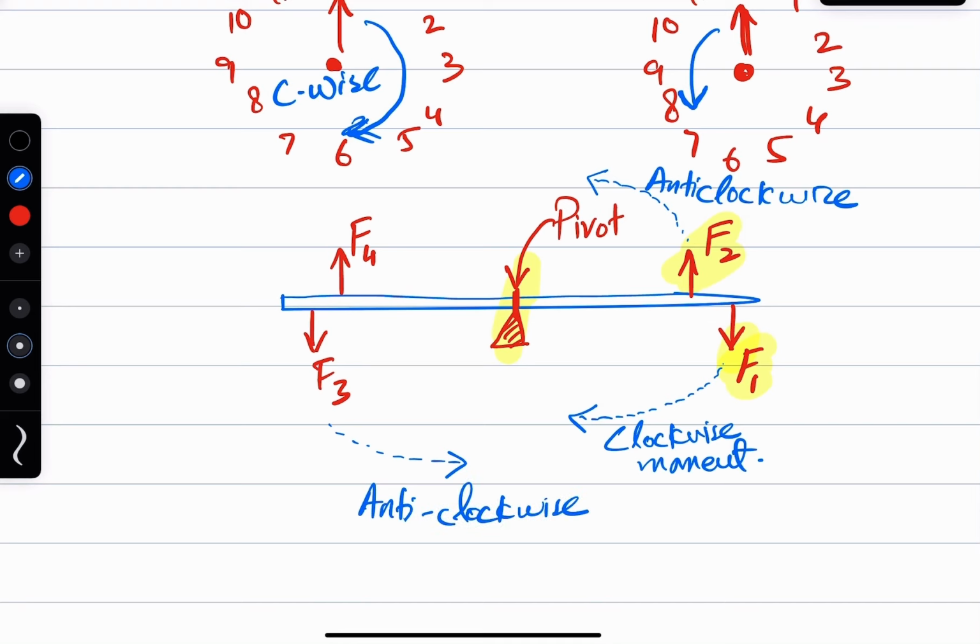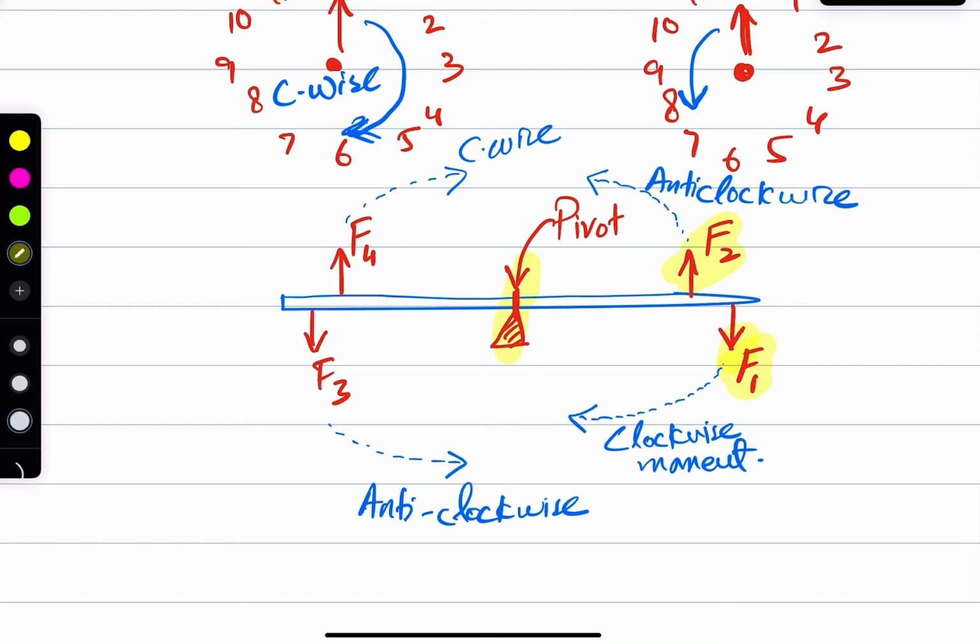And for F4, toward the pivot, it will be clockwise movement. So these are the possible directions of movements. If the force is acting on the right side in the downward direction, it will produce clockwise movement. Or if it is acting on the left side in the upward direction, then it will also produce clockwise. So there are two possibilities: right side of the pivot point with force acting downward will produce clockwise.